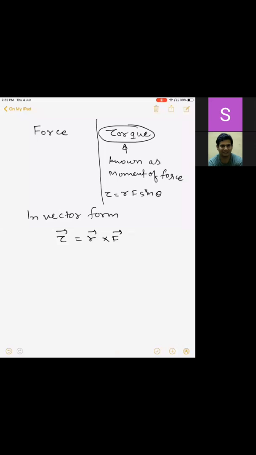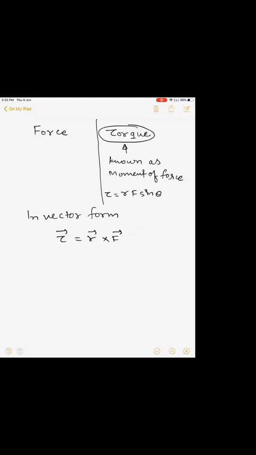See, we need torque to rotate an object. Suppose we have a rod which is hinged. If you want to rotate this rod, which force can rotate this rod? Can F1 rotate this rod? Which force can rotate this rod, F1 or F2? F2. Correct. F2 can rotate this rod. That's why when you write the value of torque, suppose this distance is L.